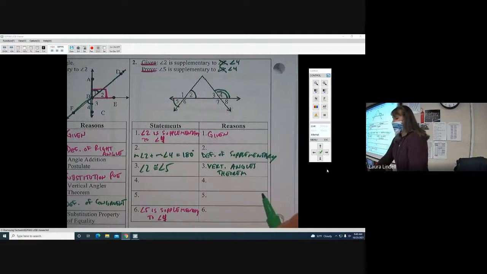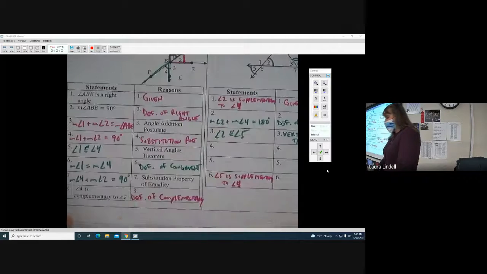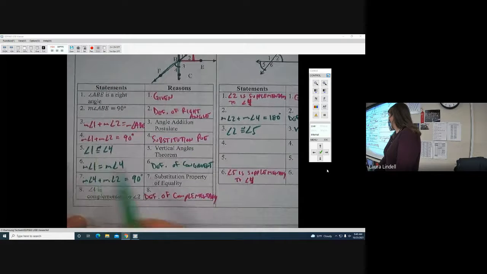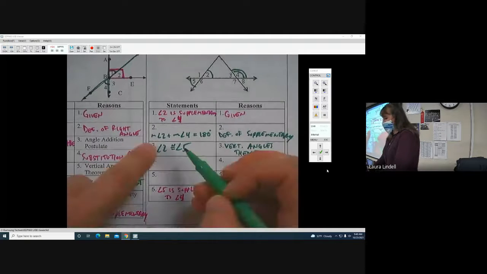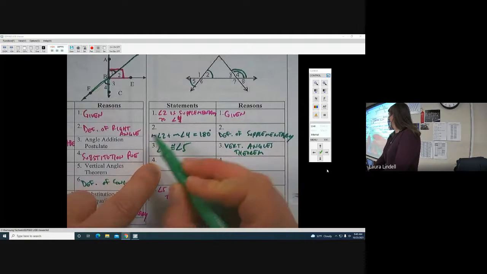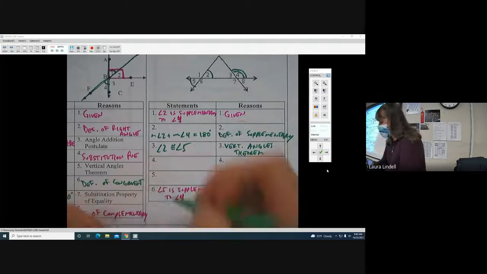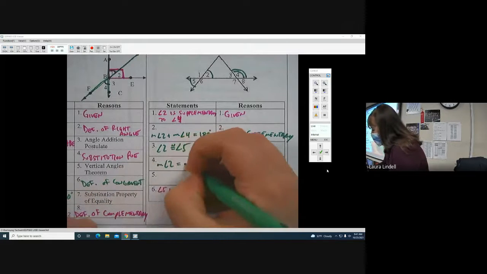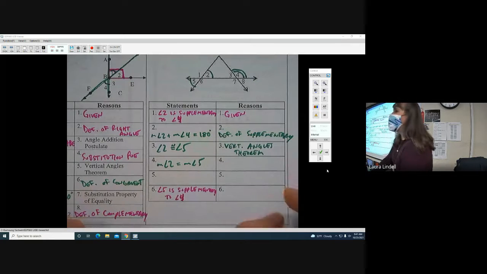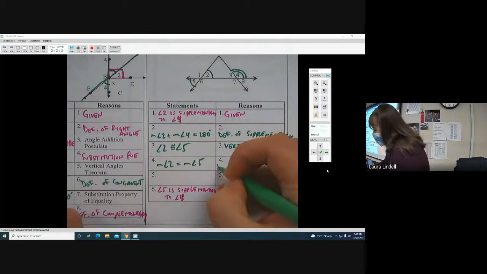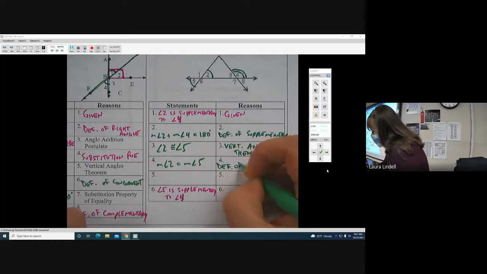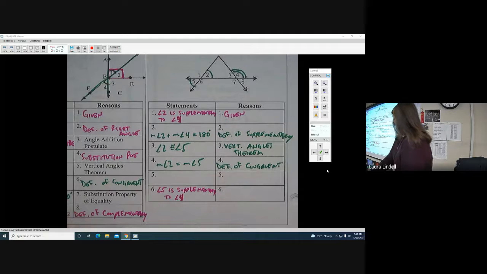All right. So just like in the proof before this one, remember when we had our vertical angles theorem step, we had our congruent and then we went to equal. We got to do the same thing here. So we go from congruent to their measures are equal because we want to be able to use them in an equation. And what was our reason for that? Definition of congruent. Awesome.